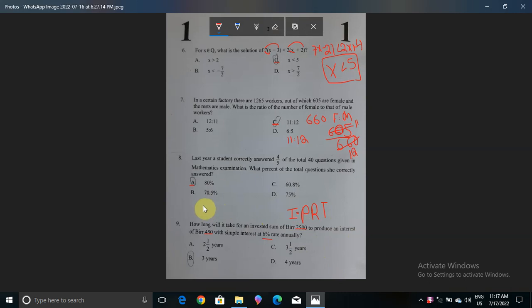That means it will be 450 is equal to 2500 times 6 over 100, because it is 6%, times T, right? Then cut 0 by 0 here, then 25 times 6, then divide both sides by the number, then you will get the value of T, which is 3 years. It will be the answer, 3 years. Okay, now let's go to the next page.